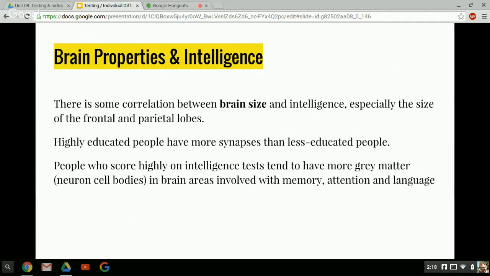One other thing is the concept of gray matter versus white matter. Gray matter is the cell body of a neuron. If you literally cut open a brain, cell bodies look gray under a microscope. This is opposed to white matter, which isn't on this slide, but white matter is neuron axon and dendrites. People who score highly on intelligence tests tend to have more gray matter in brain areas involved with memory, attention, and language. And again, that gray matter is the neuron cell bodies, not axons or dendrites.